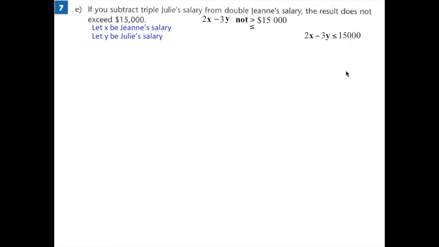I want to get that in terms of y, so I want to subtract the 2x from both sides. To get rid of the 2x from the left-hand side, I subtract it, but if I subtract from the left-hand side, I also have to subtract from the right-hand side to keep it all balanced. So we end up with negative 3y is less than or equal to negative 2x plus 15,000.